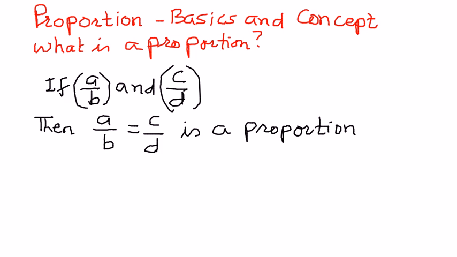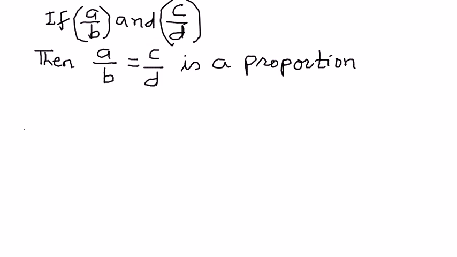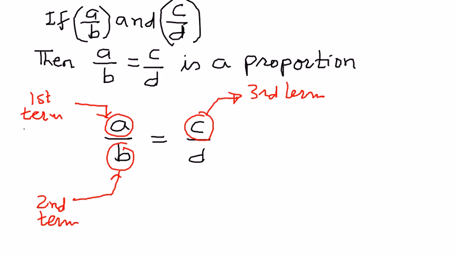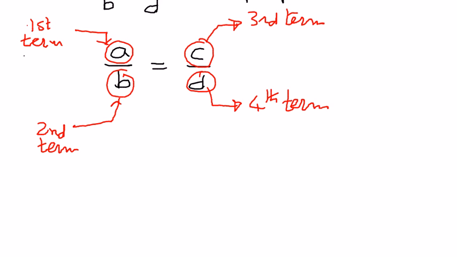Now, if I were to explain this a little bit more, if I were to write this ratio, A over B is equal to C over D, and if I call A as the first term, and B as the second term, and if we call C the third term, and if we call D the fourth term, then we can say that the first term and the fourth term will be called the extremes.